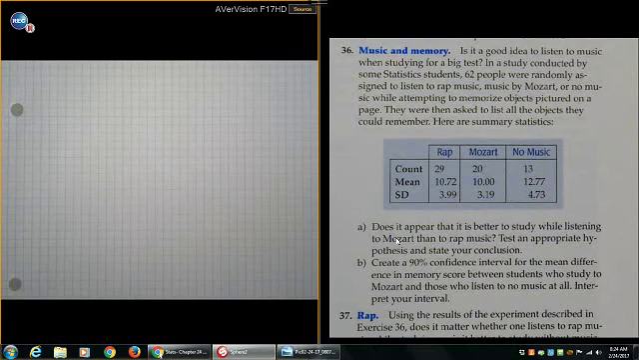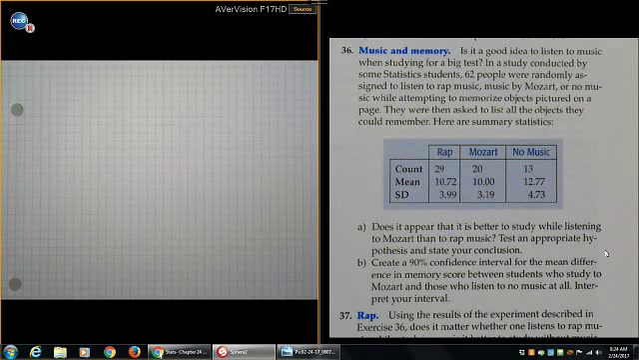Okay. So what we're going to do with this is, when it says test an appropriate hypothesis and state your conclusion, on an AP exam, it's unlikely, well, it may say that, but more likely what it is going to say is, is there evidence that it is better to study while listening to Mozart than to rap music? And whenever it asks for evidence of something, it's asking you to run a hypothesis test.